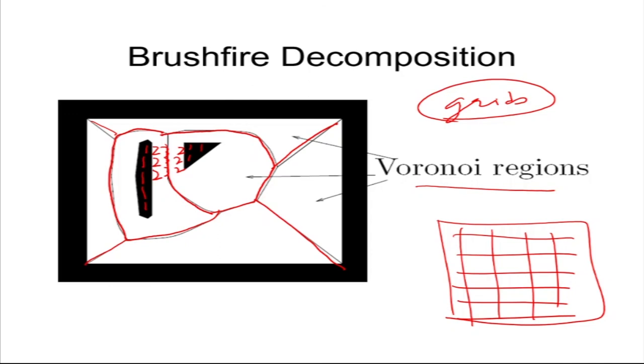Okay. Bushfire algorithm I just explained at the beginning of the class today. Okay, that if there's an obstacle here like this, I name this as 1. I name this as 1. The second one will become 2. The third one will become 3 in that order. And wherever the highest numbers meet, that's your region.